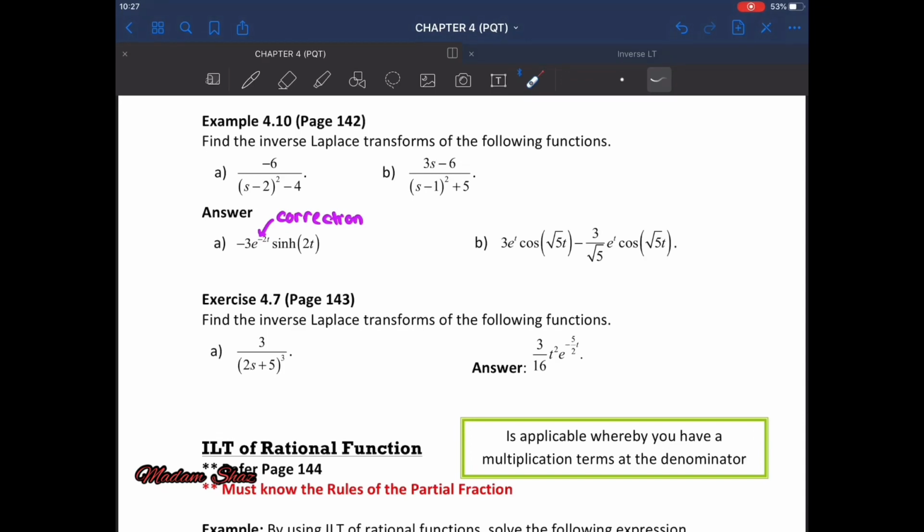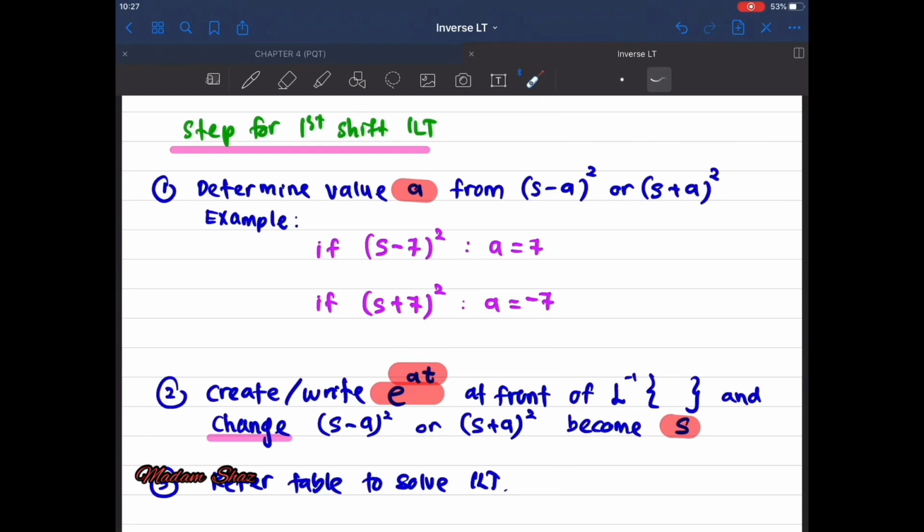Before we go for example 4.10, page 142, I will explain the steps for the inverse Laplace transform by using the first shift property. There are 3 steps. The first one, determine the value of a from s minus a the power of 2 or s plus a with the power of 2. It depends whether you have power 2 or whatever power here. For example, if s minus 7 with the power of 2, our a is equal to positive 7. If s plus 7 the power of 2, our a is equal to negative 7.